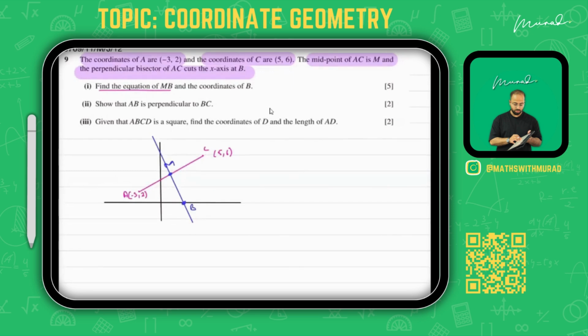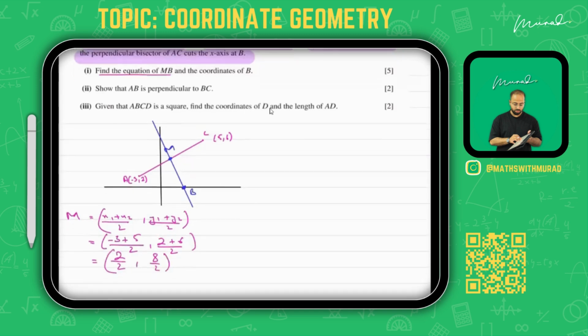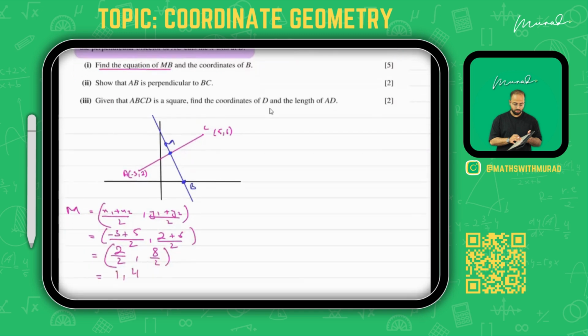The first thing I'm supposed to do is to figure out the coordinates of M. Now M is basically the midpoint, so it is going to be (x1 plus x2) divided by 2, comma, (y1 plus y2) divided by 2. The value of x1 is -3 plus 5 divided by 2, and 2 plus 6 divided by 2. That is 2 upon 2, 8 upon 2, and that is going to be 1 comma 4. So this is the coordinate M, right? I got the midpoint, which is now M.